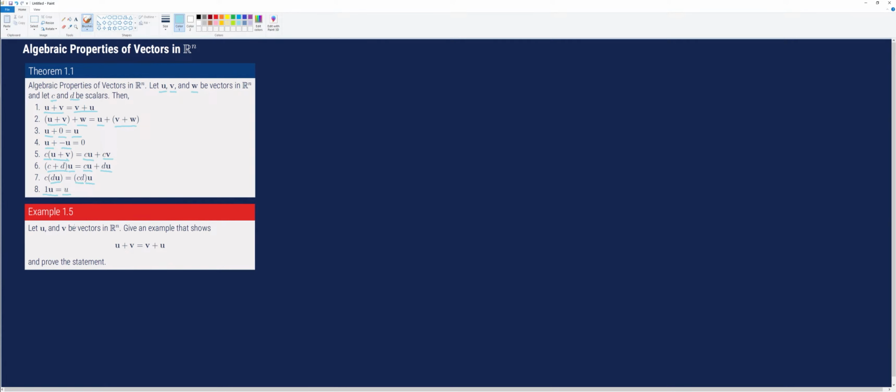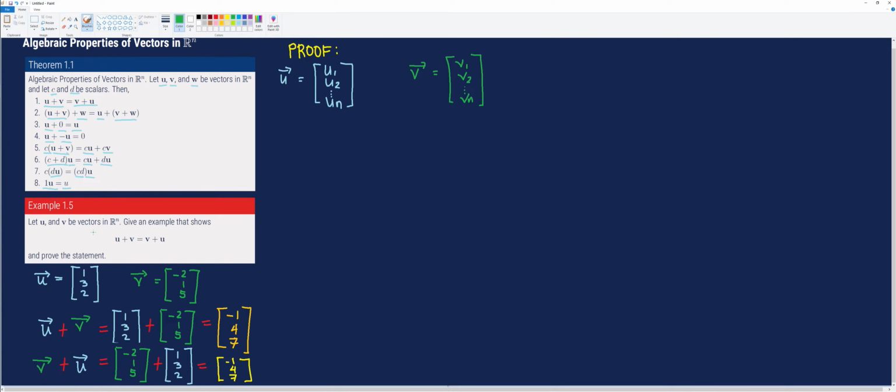Let's try to illustrate the first property by giving an example and by proving the statement. Suppose we have two vectors, vector u, which is equal to (1, 3, 2), and vector v, which is (-2, 1, 5). If we perform u plus v, then the result is (-1, 4, 7).